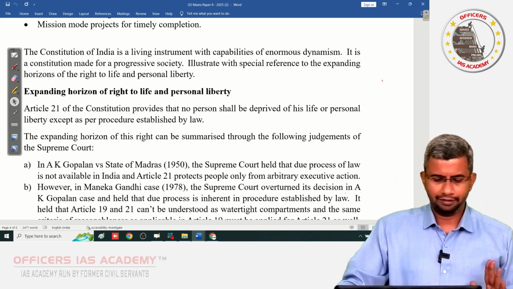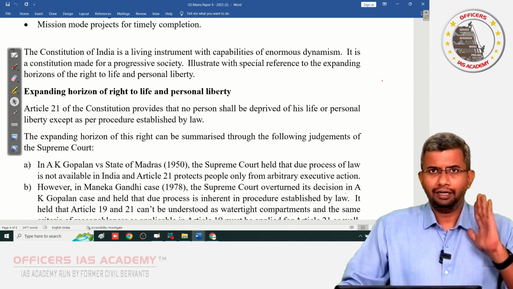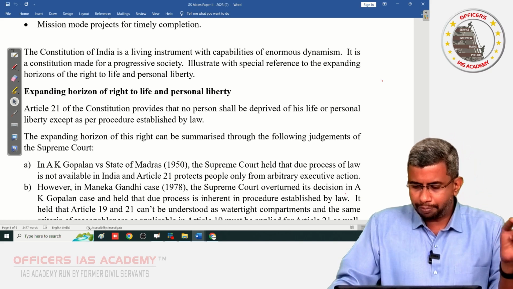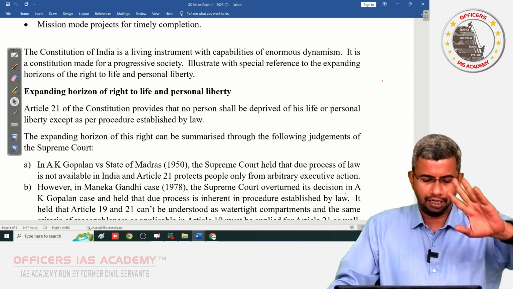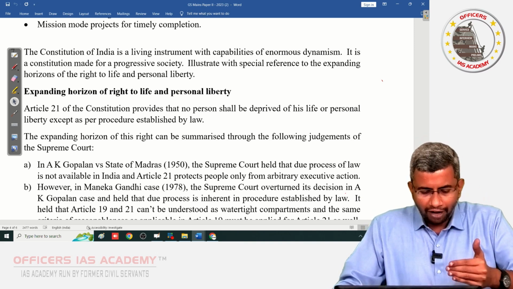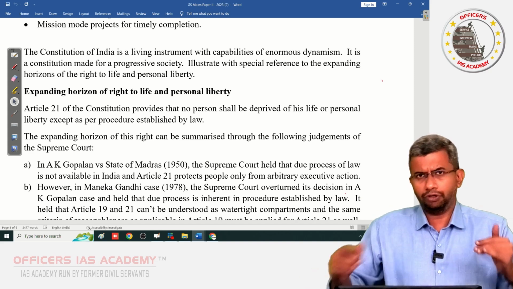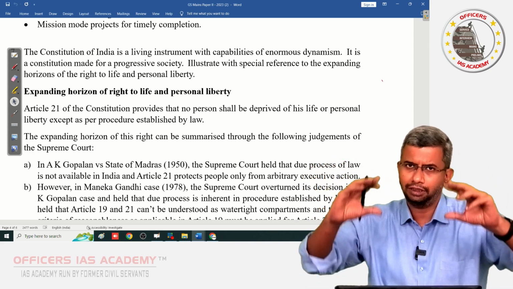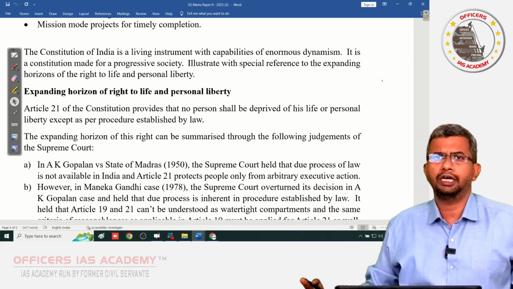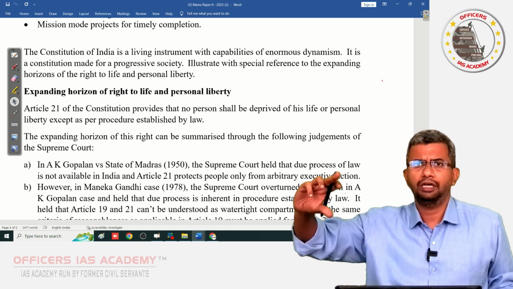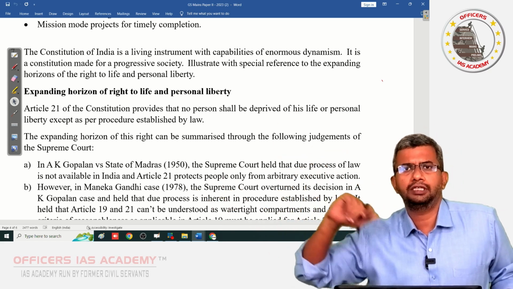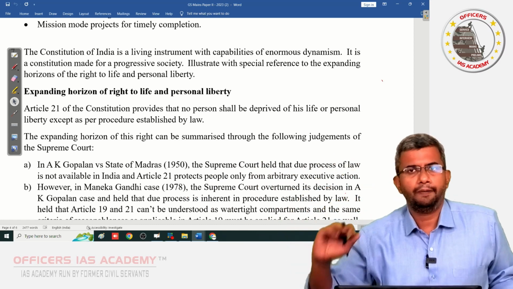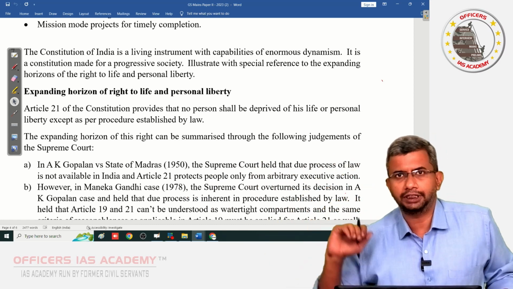That is the introduction, right? Which you can write. Illustrate with special reference to the expanding horizons of right to life and personal liberty. So what are the factors which expand the horizon? For the introduction, you will write two simple lines: it's a living document, it can be amended by the Parliament by a special majority, and there have been various amendments, 106 amendments till date, which provides for changing circumstances.